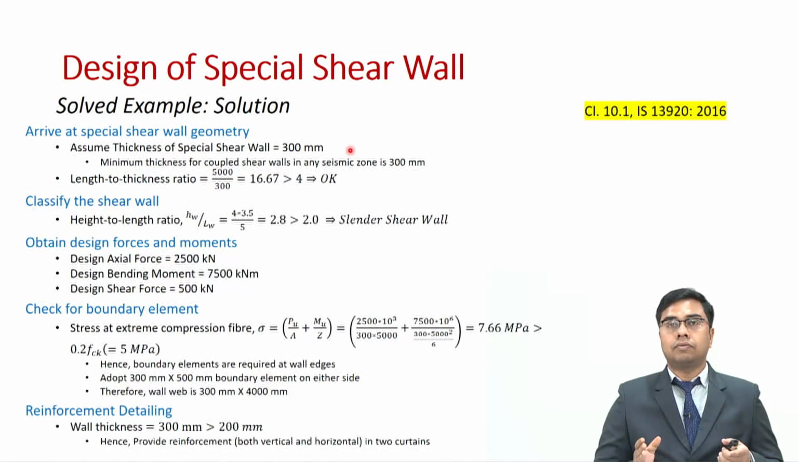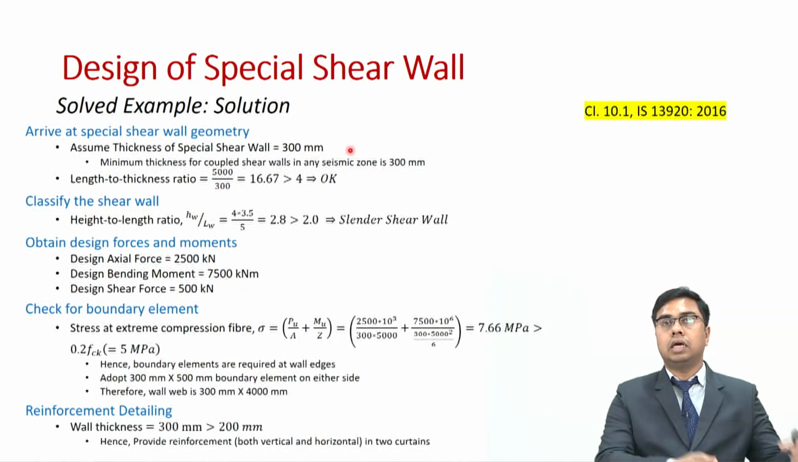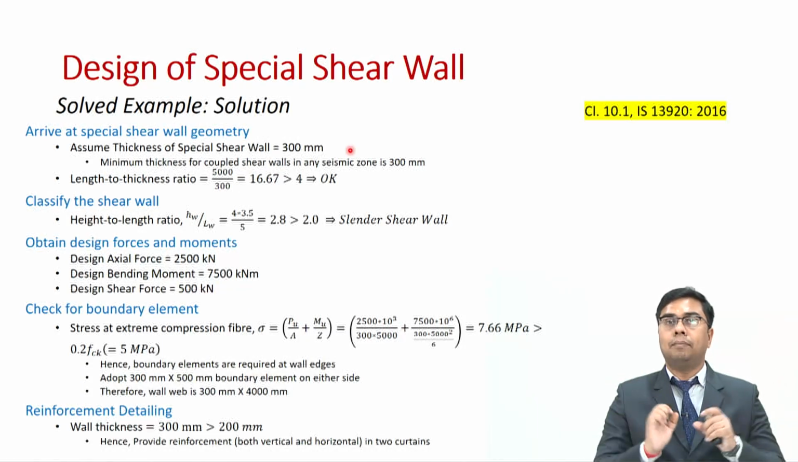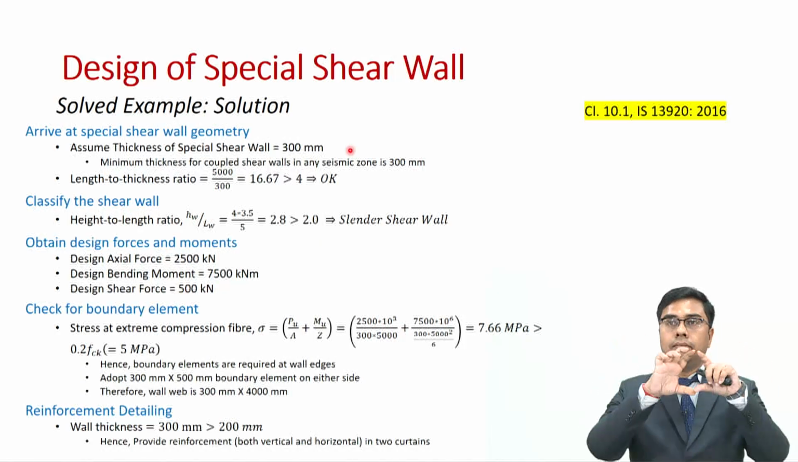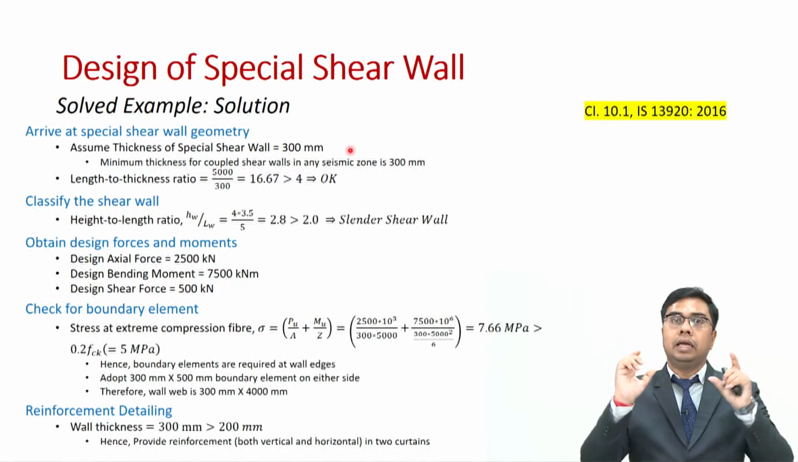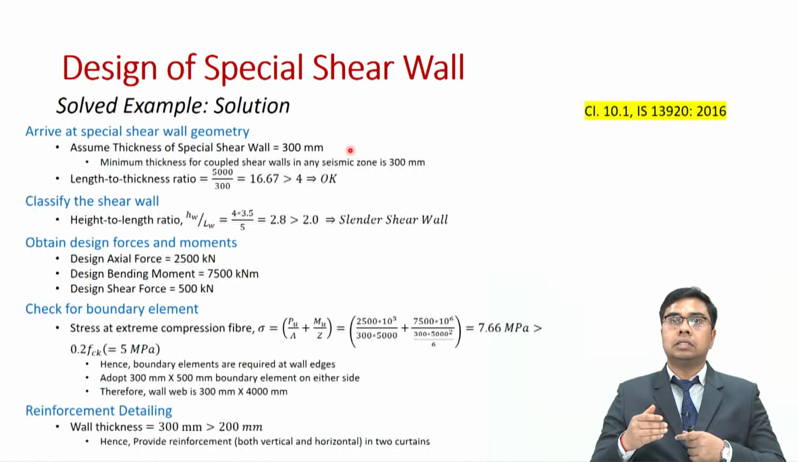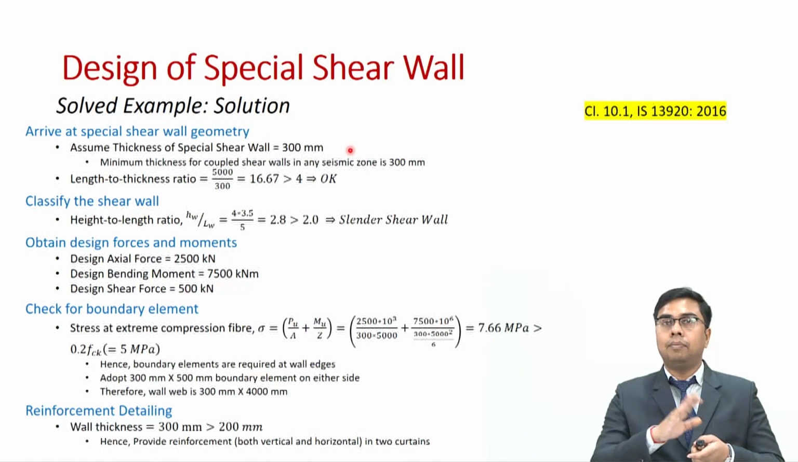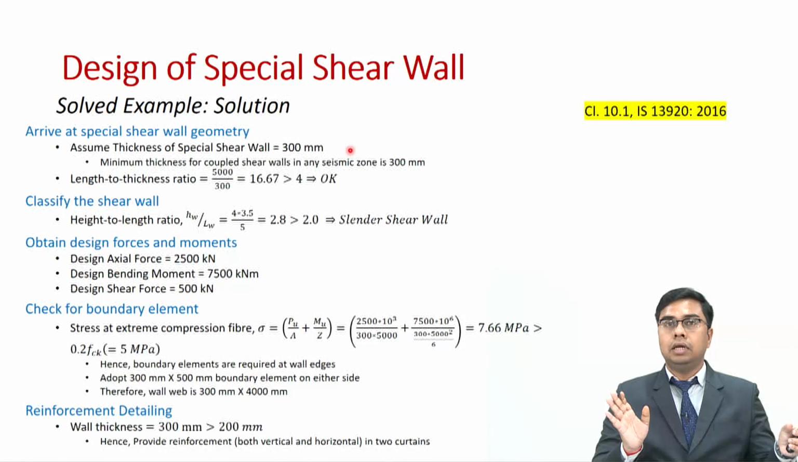However, in case of coupled shear walls, where 2 shear walls are connected using a coupling beam, the coupled shear walls will have a minimum thickness of 300 millimeters. So, we have designed this shear wall such that we will have the scope of coupling the neighboring shear wall. So, let us assume the thickness to be 300 millimeters.